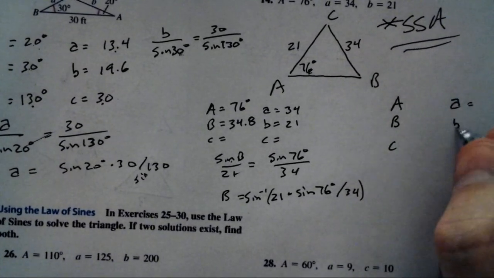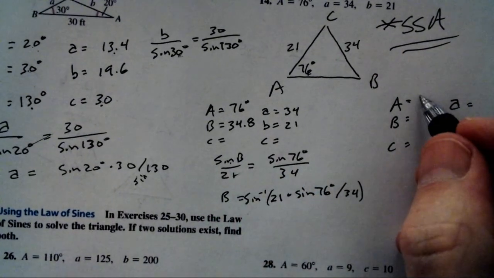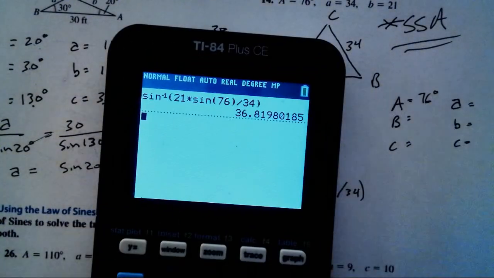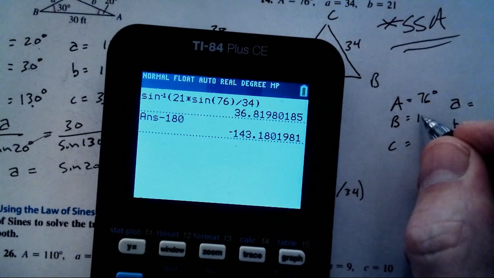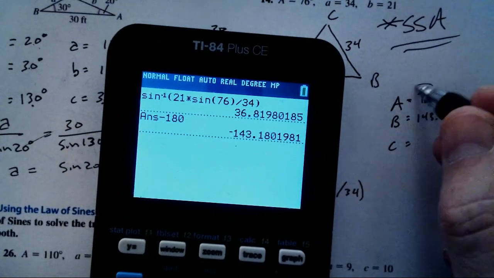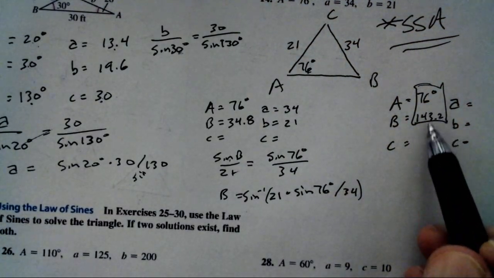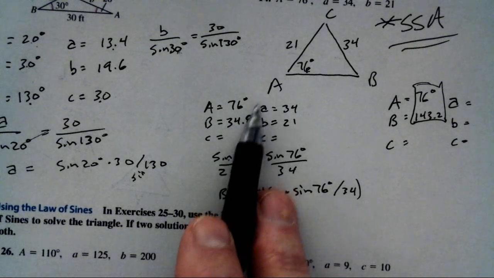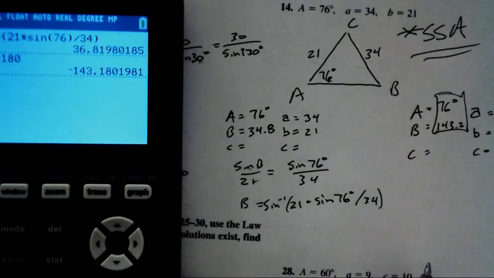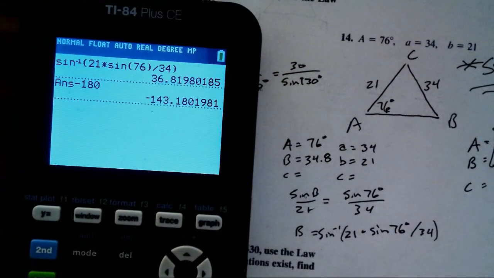A equals, B equals, C equals. What I need to check is, can this supplement, let's see, I know angle A is 76. Angle B supplement, if I subtract from 180, angle B supplement is 143.2. Can these two angles coexist in a triangle? No, because their sum is over 180. So there is only one solution, and it's 34.8. So only one triangle is a solution. You're going to see a case very soon where we have a second triangle.